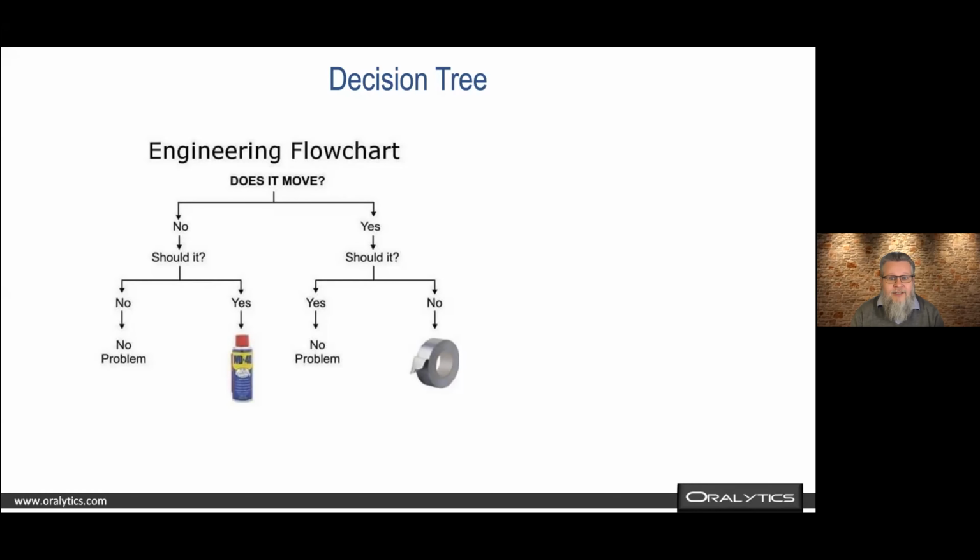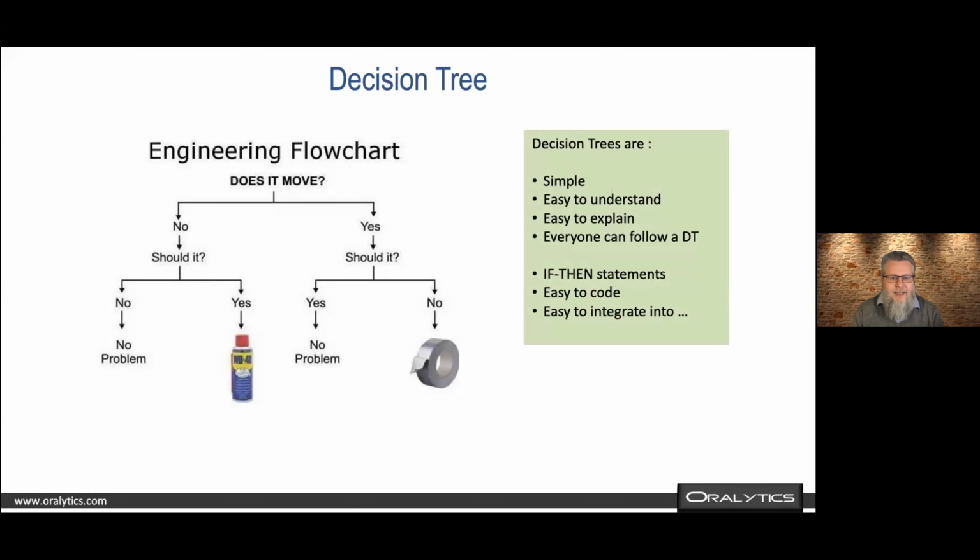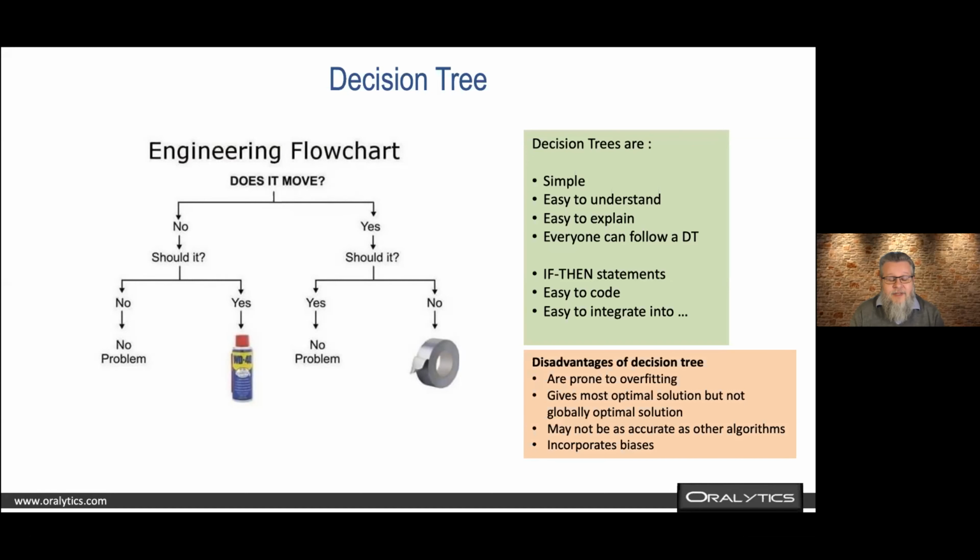And what this gives us is something that's simple, easy to understand, easy to explain, and everyone can follow it. In reality, it can be transformed into simple if-then statements, so it's easy to code up and work with. It's easy to extract those rules. So if you're worried about GDPR, we can extract these and have explainability for all our models. On the other hand, it does have some disadvantages.